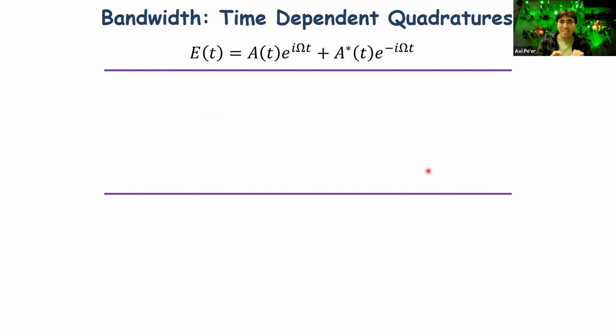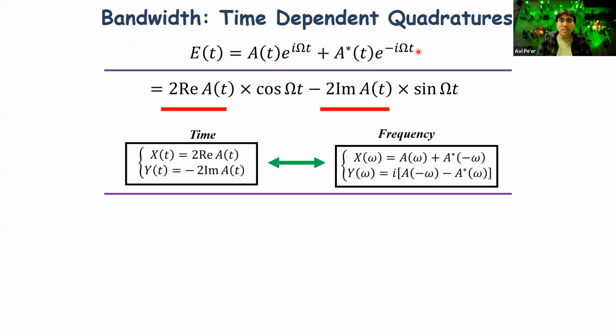So, a quick discussion of what happens when we have a bandwidth dependence. If your complex amplitude depends on time, then this is how the field looks. And of course, that means that your quadratures, the real and imaginary part, are also time dependent.